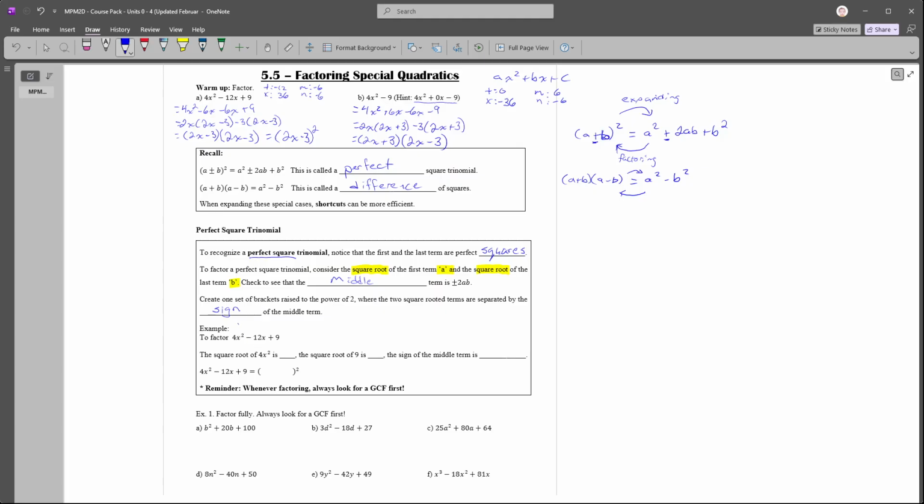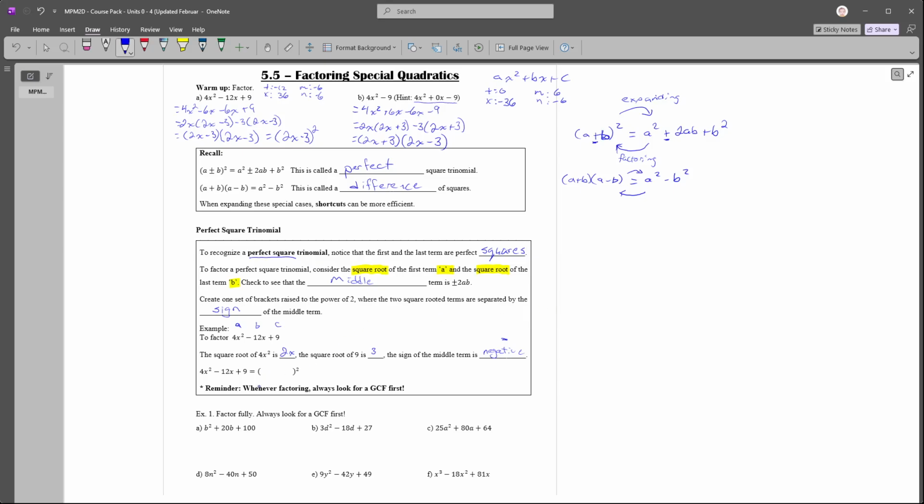So this first term, this is a, right? And this last term, this is c. And we have b inside of here. So the square root of 4x squared, what is that? That's 2x. The square root of the last term, 9. That's 3. You notice that we're ignoring the sign for now. The sign of the middle term, that's a negative. And that's all I need to know in terms of information of what I need to do to solve it. However, I still have to verify that I can actually do this.